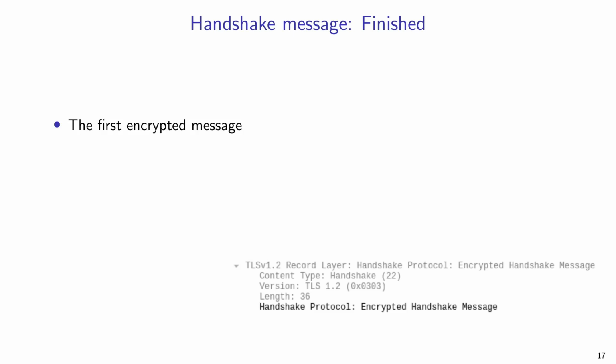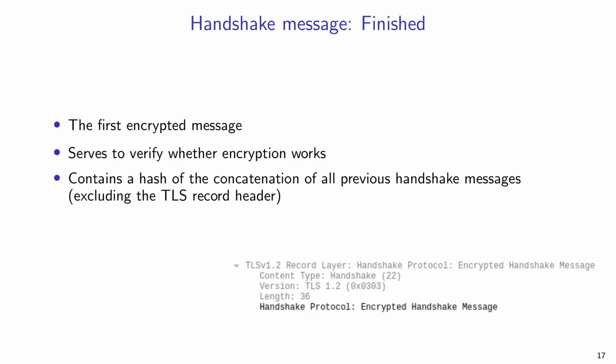The Finished message is the first encrypted message. It serves to verify whether encryption works, and it contains a hash of the concatenation of all the previous handshake messages, excluding the TLS record header. Because otherwise, the hash value would depend on how many fragments were used for sending the handshake messages. The hash value must be verified by both parties to detect downgrade attacks, as we discussed before. Okay? Okay. Very good. We are done with the TLS protocol messages.